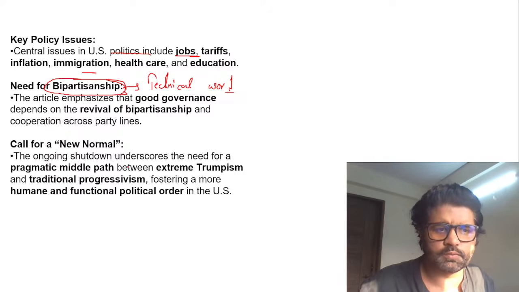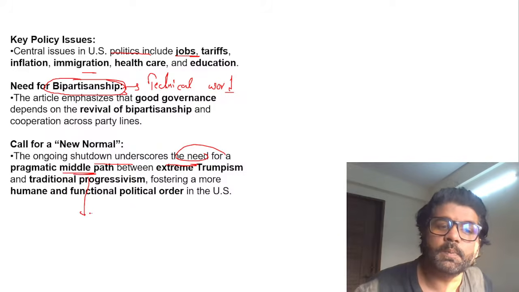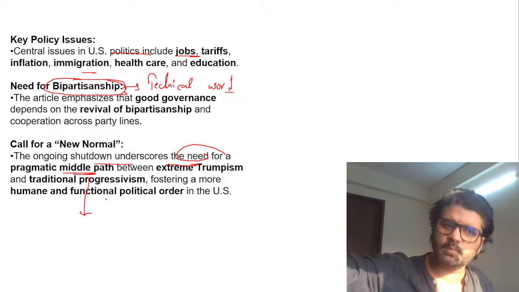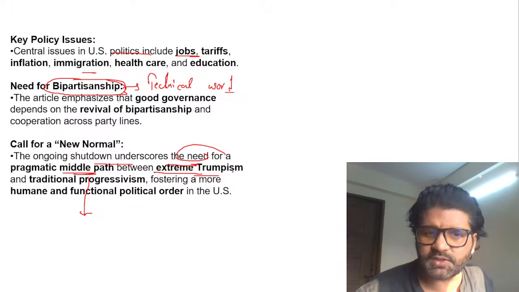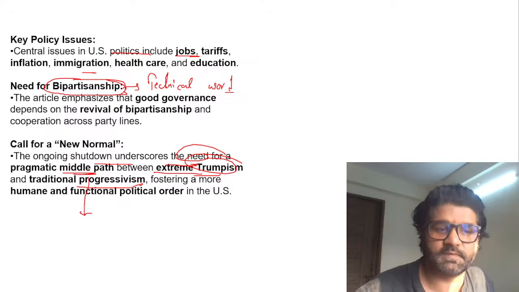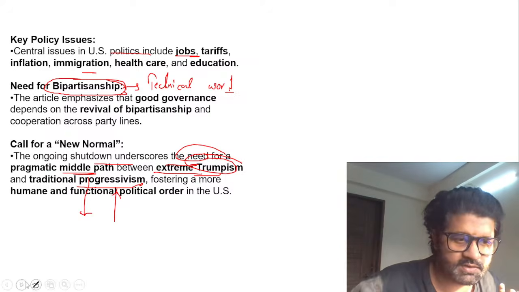So, a call for a new normal. In the online article, you can read this, they underscore the need for a pragmatic middle path. So the middle path we were talking about in the first article, also the middle path we are talking about in the second article, between extreme Trumpism and traditional progressivism. So in the normal sense, he's not seen as progressive. He's seen as anti-progressive. Right.